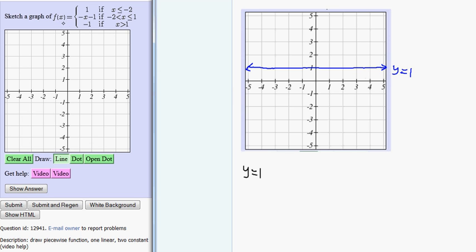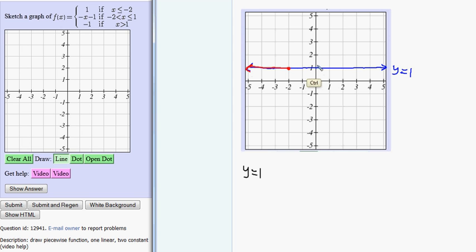The problem is they said only graph y equals 1 if the x values are less than or equal to negative 2. So what they wanted me to do is only graph the portion of the line y equals 1 for x values less than or equal to negative 2. So here's negative 2. So we were supposed to start on the line at x equals negative 2, that's what this line right here shows, and graph the line for x values less than that. So here are x values less than negative 2. We were only supposed to graph this portion of the line.